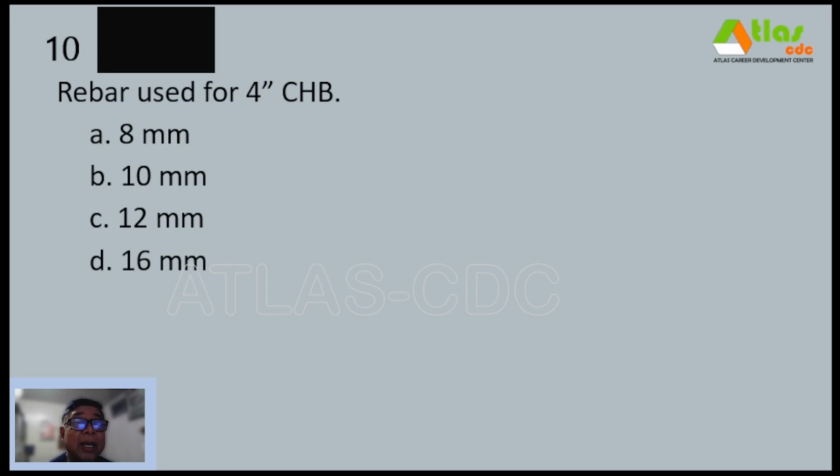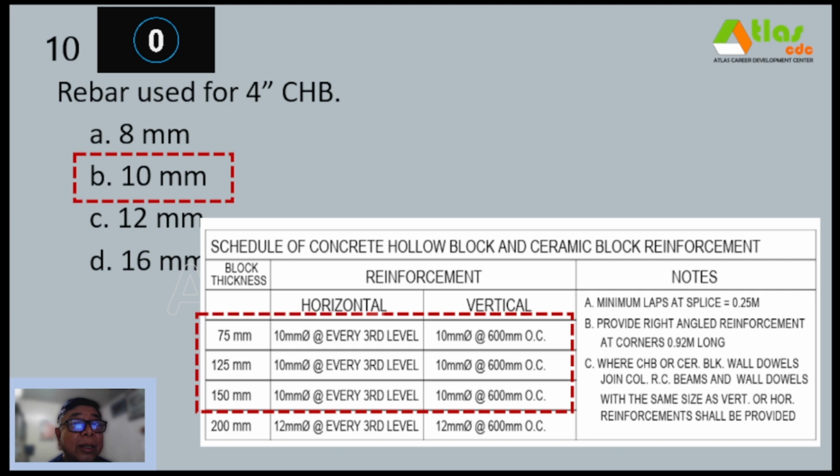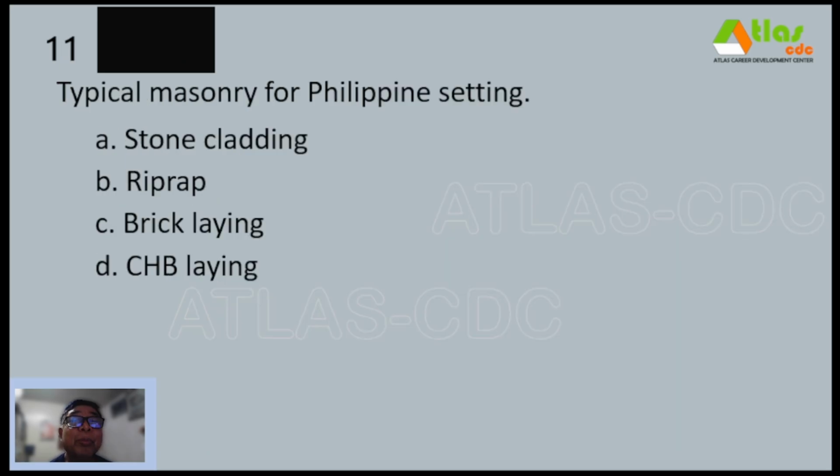Number 10, rebar used for 4 inches CHB. A, 8 mm; B, 10 mm; C, 12 mm; and D, 16 mm. And our correct answer is letter B, 10 mm. So for 75 mm, 125 mm, and 150 mm CHB, 10 mm is used for horizontal as well as vertical reinforcement.